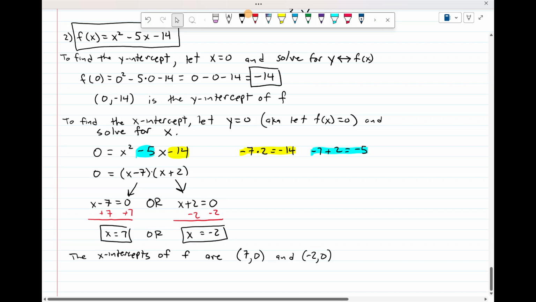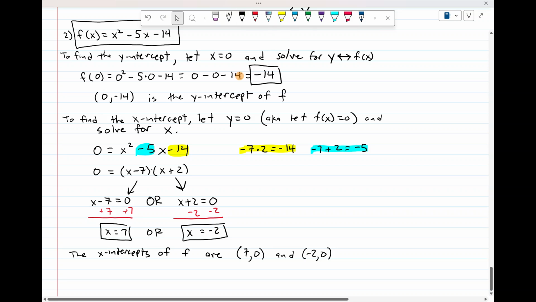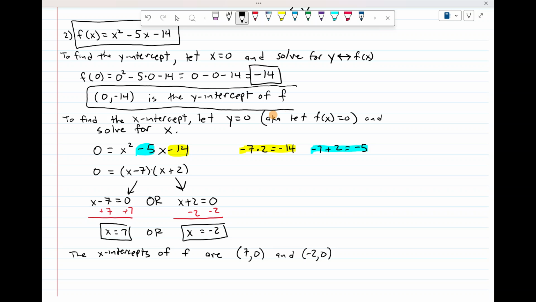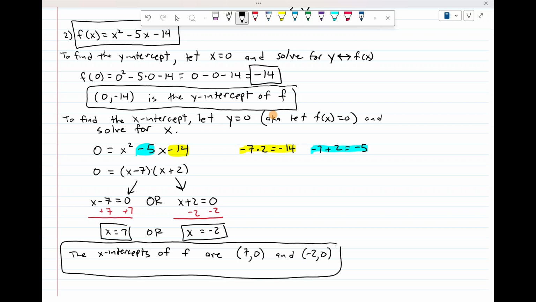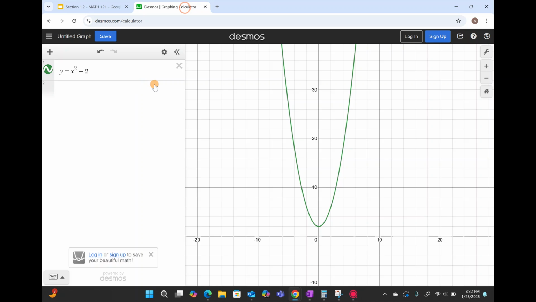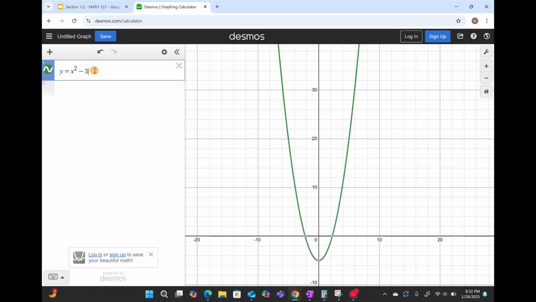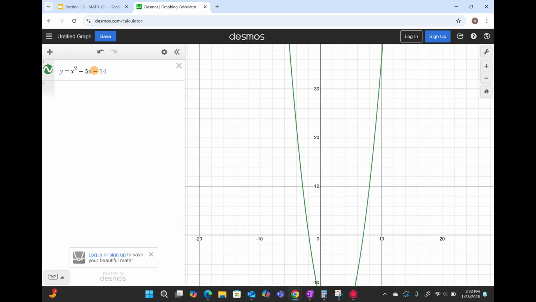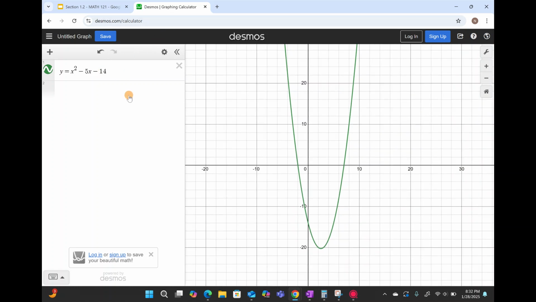Now, if you're going to do a problem like this and you have your graphing calculator, it's a great idea to just check your answers. And so let me just remind you what our answers are. We think that 0, negative 14 is the y-intercept, and 7, 0, and negative 2, 0 are the x-intercepts. Let's go to Desmos, graphing calculator, and we're going to do x squared minus 5x minus 14. And let's check these intercepts.